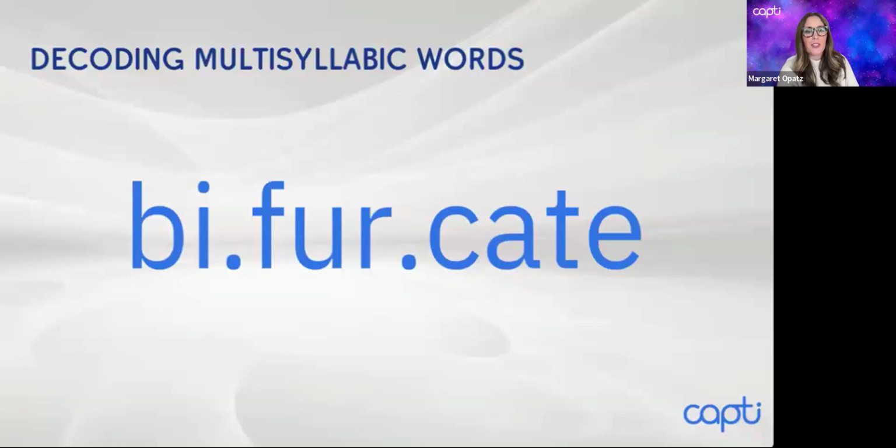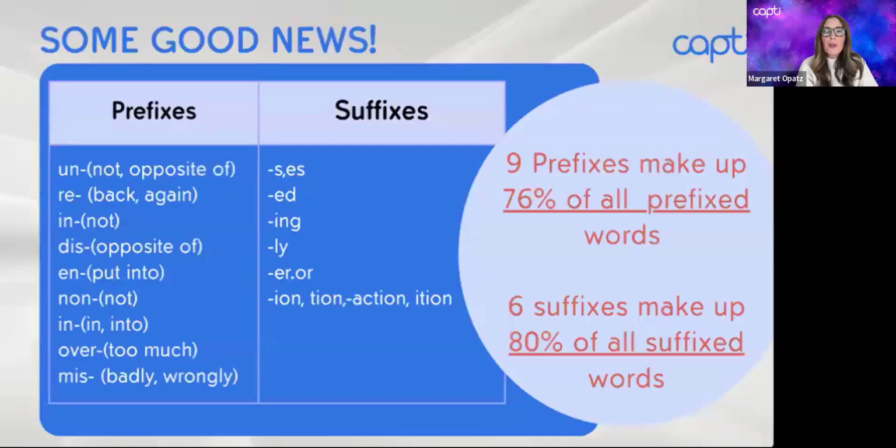So I do have to say that there's some good news for us when we're thinking about what do we do about these morphologically complex words? How do we teach students to really be able to understand the meaning of these prefixes and suffixes, and I will say additionally the base words. But here's some good news. Within English, 9 prefixes actually make up 76% of all prefixed words. So if you were to teach these prefixes here, that would be a really great help to students.